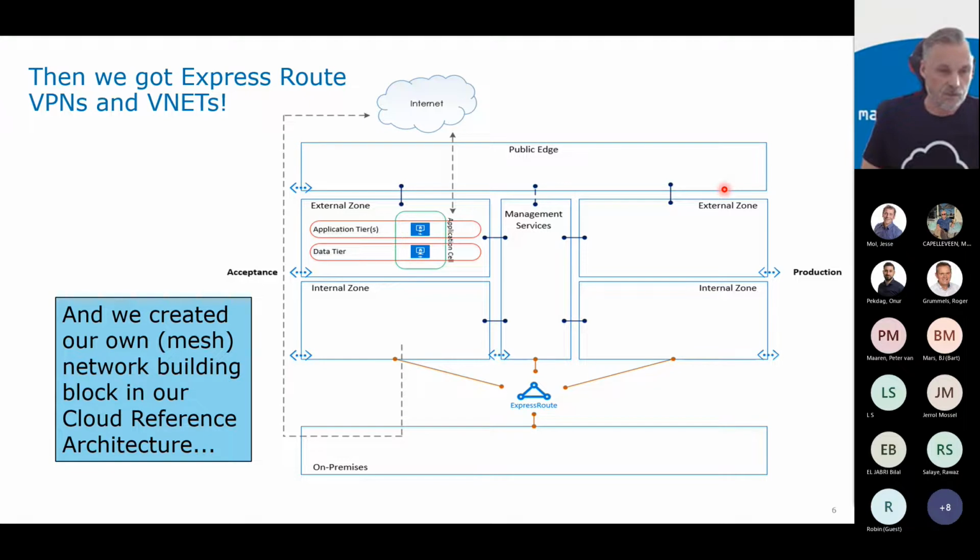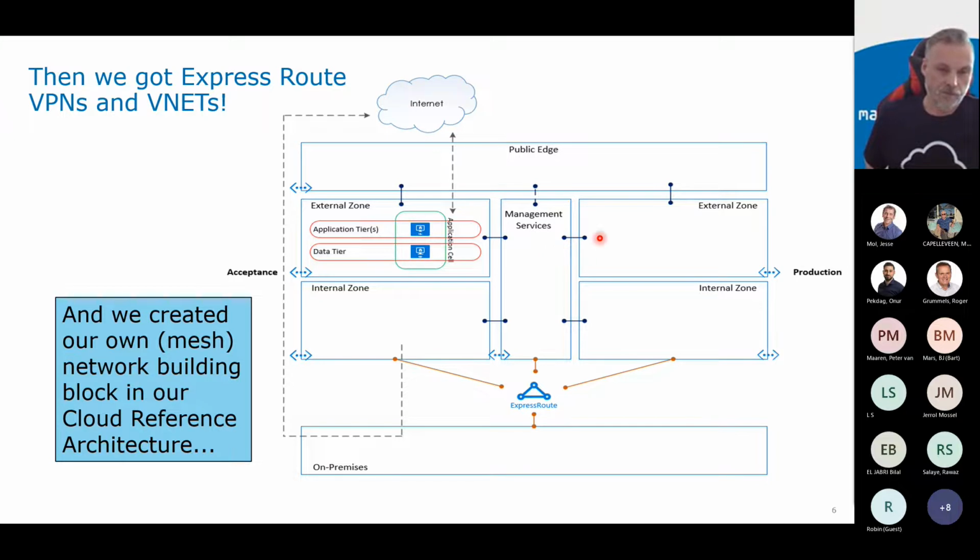And we at Society thought, well, we needed a building block in regards to our network architecture. So we created this building block, and you see it's a bit of a mesh architecture with different zones and a management services hub with ExpressRoute to on-premises to get hybrid connectivity. And we had an external zone, an internal zone, and a public edge where we hosted all the gateways. The left side was for non-production and the right side for production. And this was a building block, as we call it in our reference architecture.